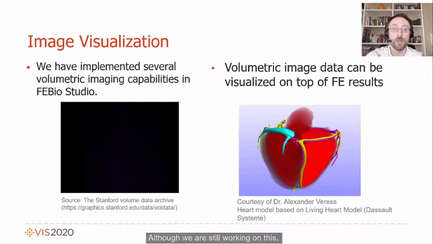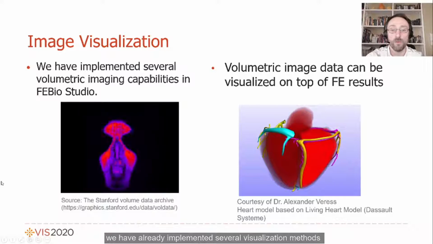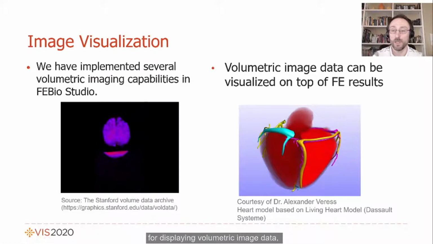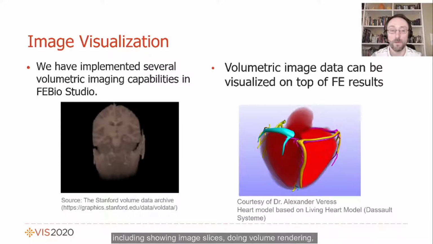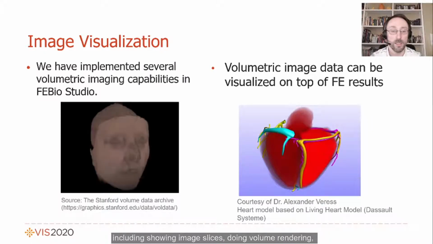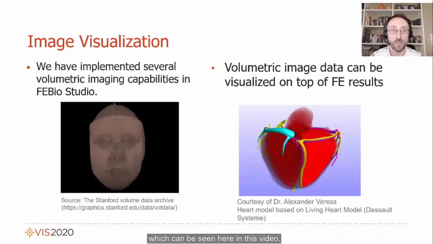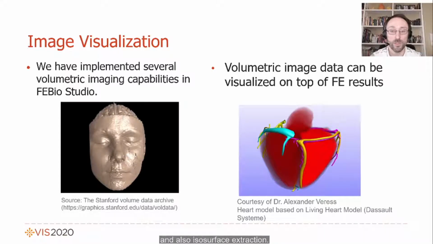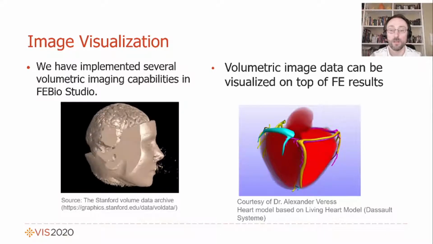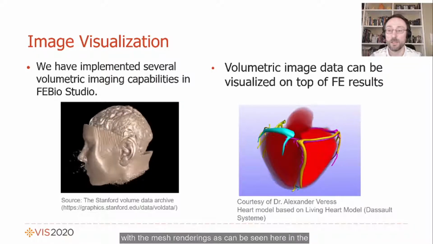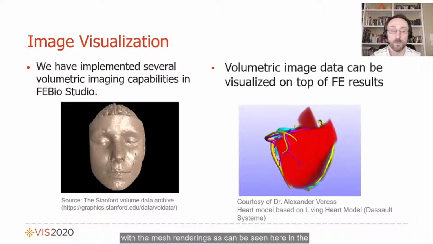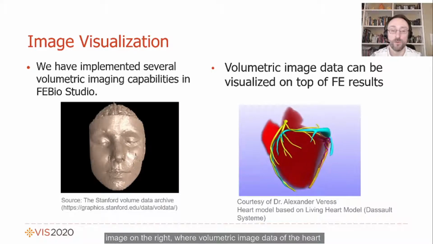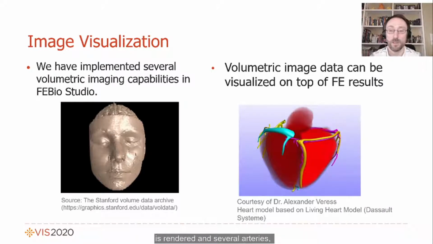Although we're still working on this, we have already implemented several visualization methods for displaying volumetric image data, including showing image slices, doing volume rendering, which can be seen here in this video, and also isosurface extraction. The volume image renderings can be combined with the surface mesh renderings, as can be seen here in the image on the right, where volumetric image data of the heart is rendered, and several arteries represented by surface meshes are overlaid on top of the image data.